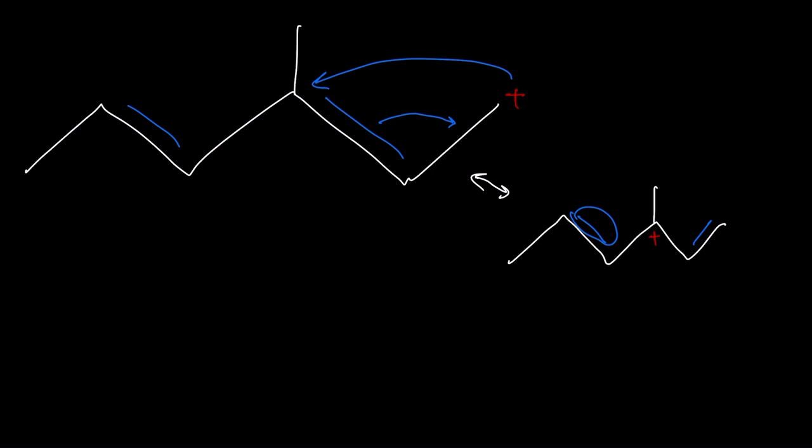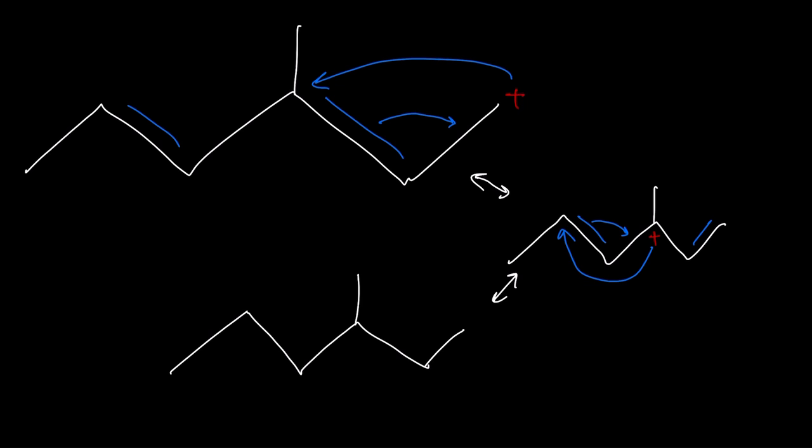The electrons in this pi bond can move to this area, and then the positive charge can move two carbons left. And so what you can also get is this kind of structure. And that's pretty much all we can do for this one.